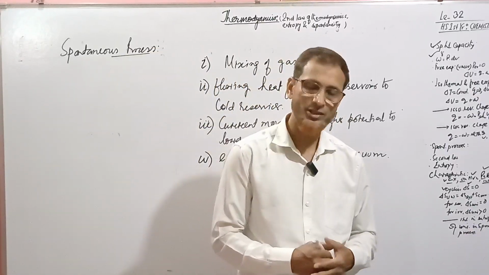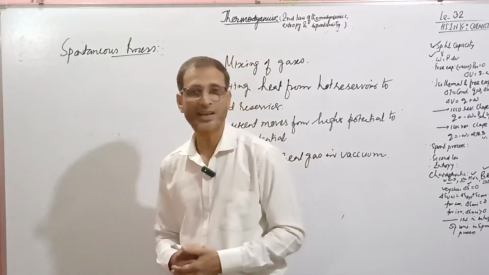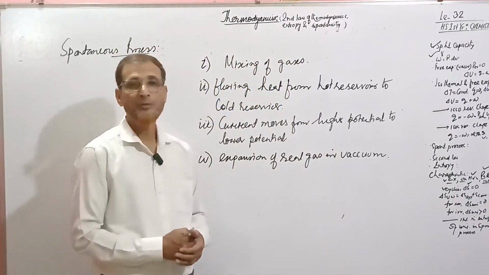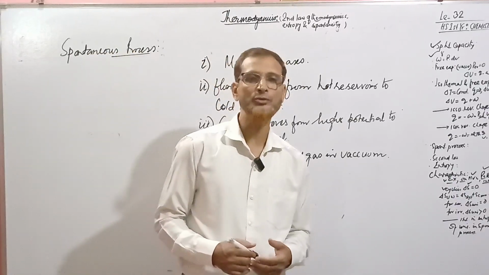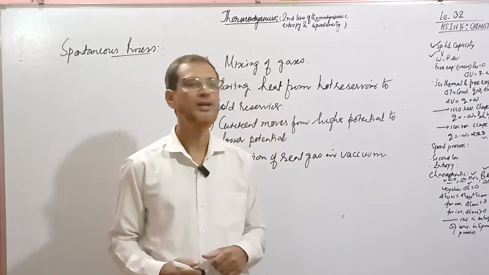One of the characteristics of current is that it always moves from higher potential to lower potential. Again, there is no interference, intervention, or work done by any human being, agent, or machine to make the current flow from higher potential to lower potential. Hence, it is a spontaneous process.